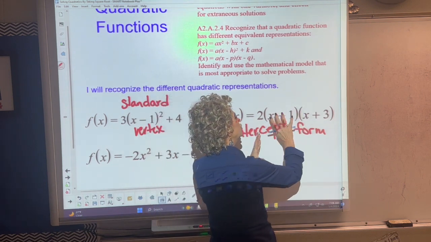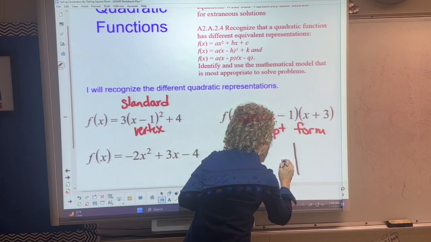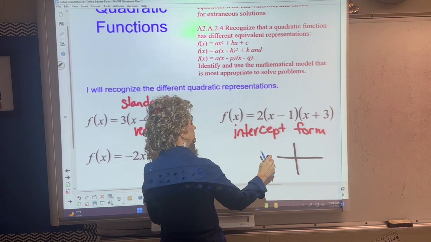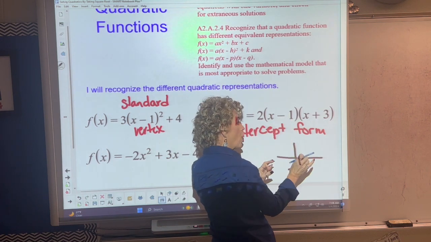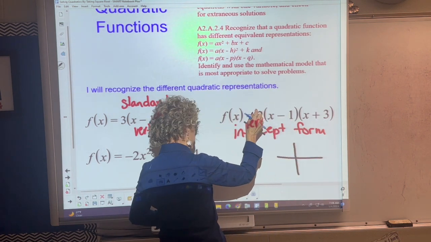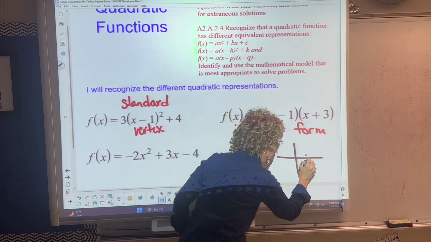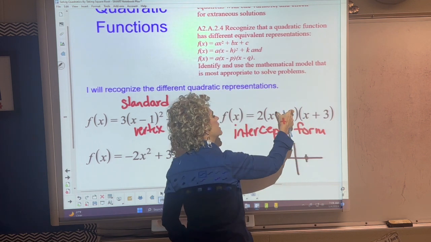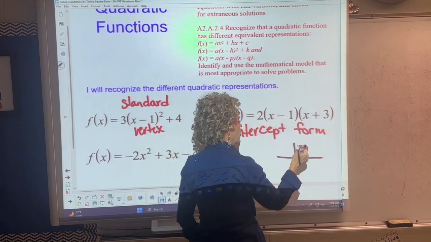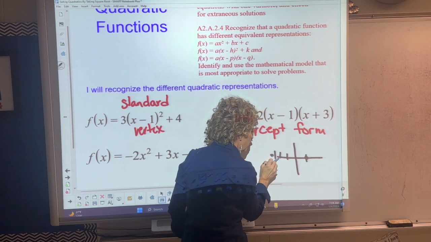And our x-intercepts are where it crosses the x-axis. So just by looking at this, here's my coordinate grid, XY grid. I'm going to cross my x-axis at a +1, so I'm going to cross it right here. And then at a -3, because remember these are opposite of what they appear, so it'd be 1, 2, 3.